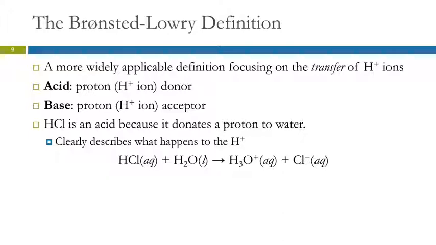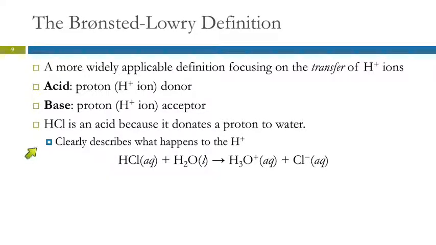Another definition is the Bronsted-Lowry definition. And this applies to more situations than the Arrhenius definition does. This is focusing on the transfer of hydrogen ions. And we just mentioned that a hydrogen ion is a proton. So here the acid is defined as a proton donor, a hydrogen ion donor. So an acid is something that loses a hydrogen ion, that loses a proton. A base is something that accepts the proton.